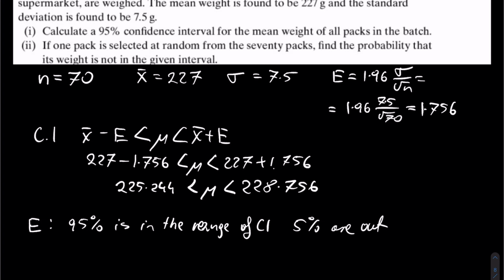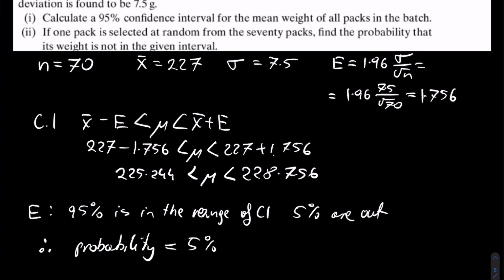So if 5% are out, then the probability equals 5%. So I'm expecting that, if one pack is selected at random, there's a 5% probability that its weight is not in the given interval.